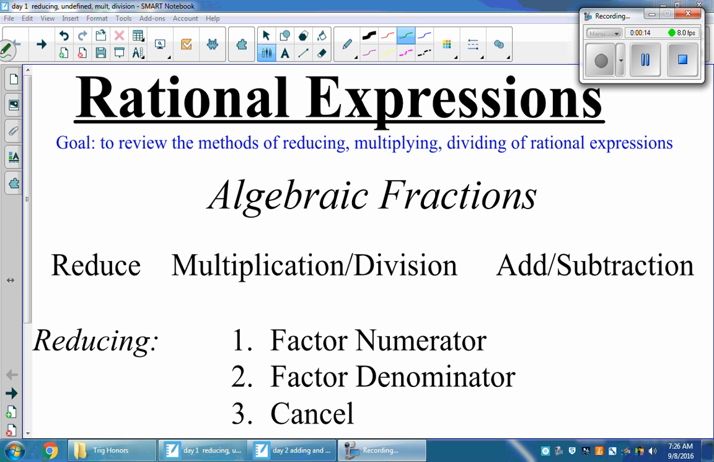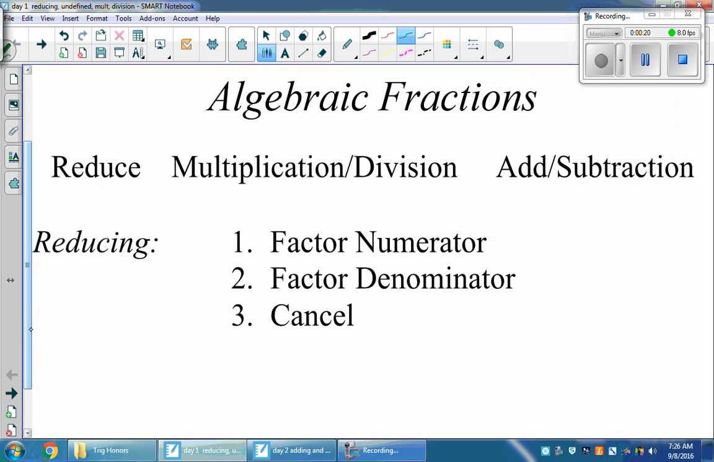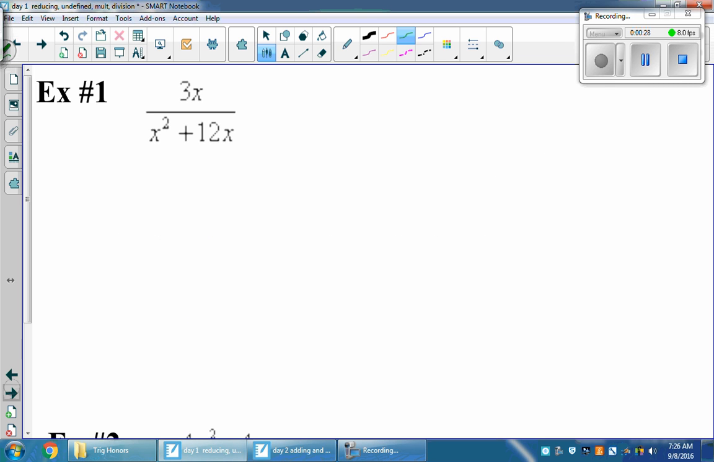So, in order to reduce, here are the steps. We're going to factor the numerators, factor the top, factor the denominators, factor the bottom, and cancel what's the same. That's it. So let's look at our first one.